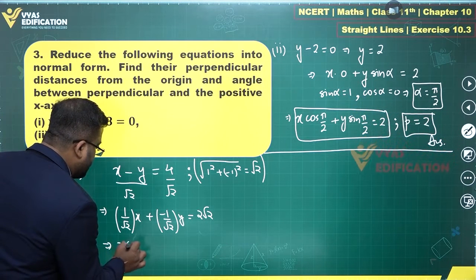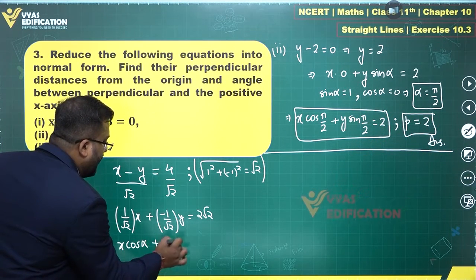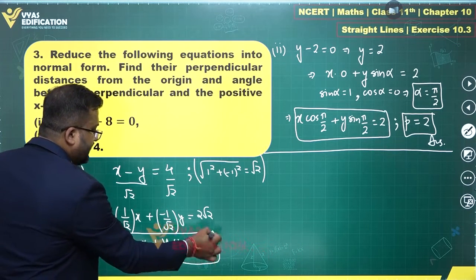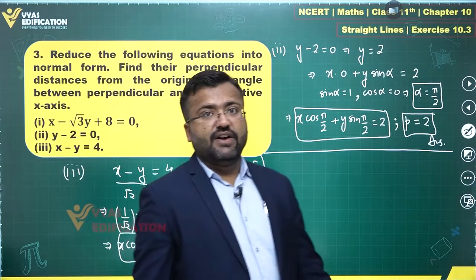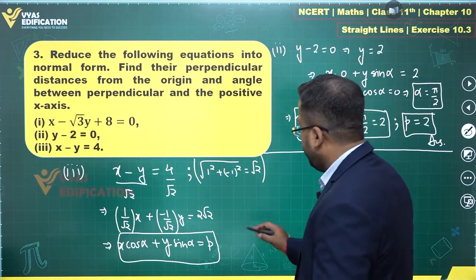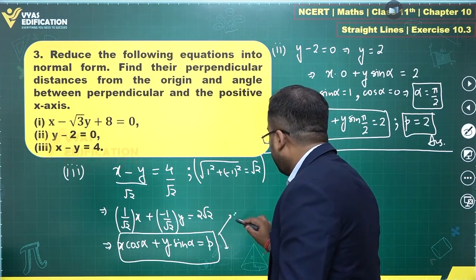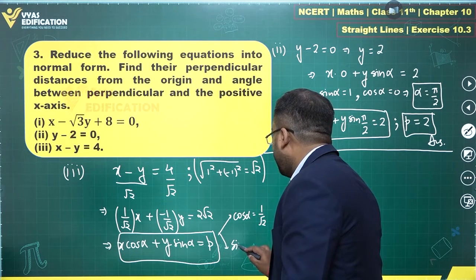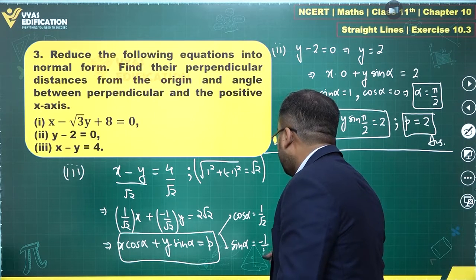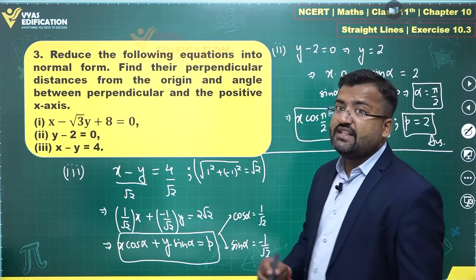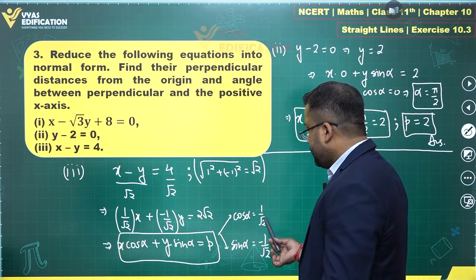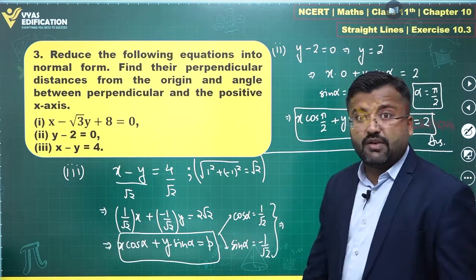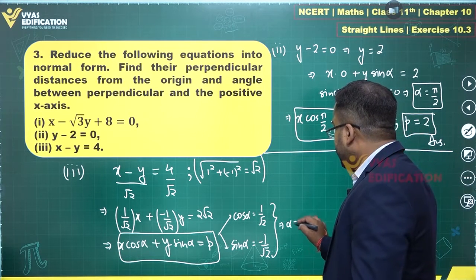This is the required form, x cos alpha plus y sin alpha is equal to p, where the important thing is that cos alpha and sin alpha are known. From here I know cos alpha is equal to 1 by root 2, sin alpha is equal to minus 1 by root 2, and this tells me that alpha lies in the fourth quadrant, since cos is positive, sin is negative, and this tells me that alpha will be equal to 2 pi minus pi by 4, which is 7 pi by 4.